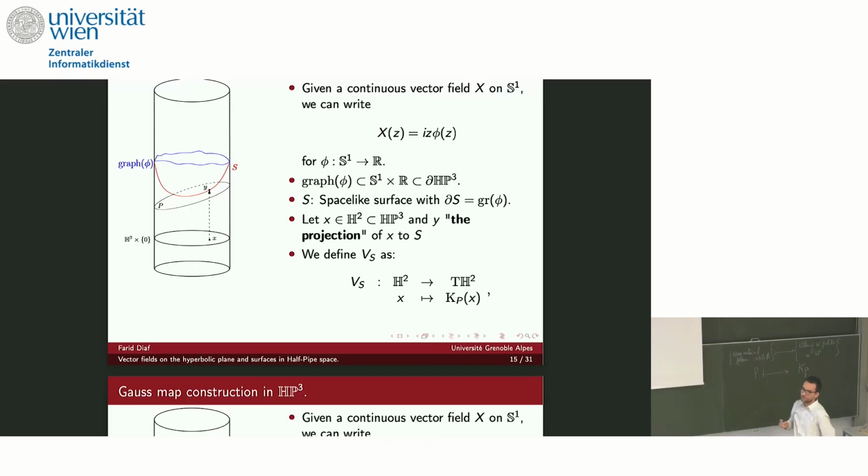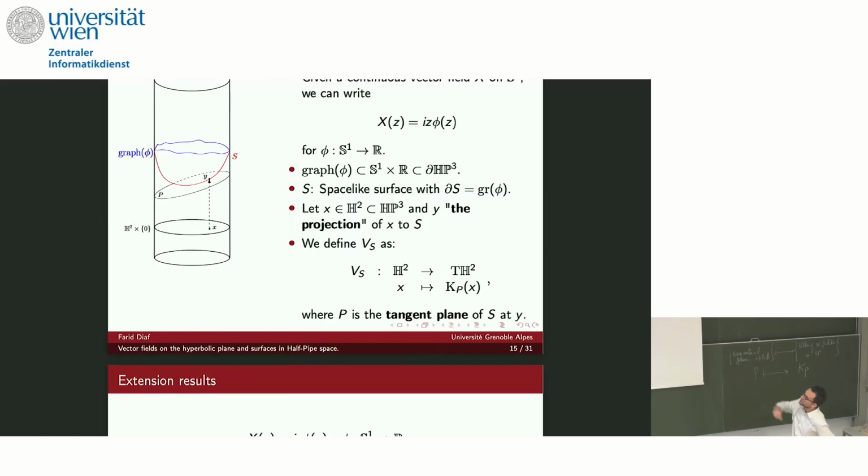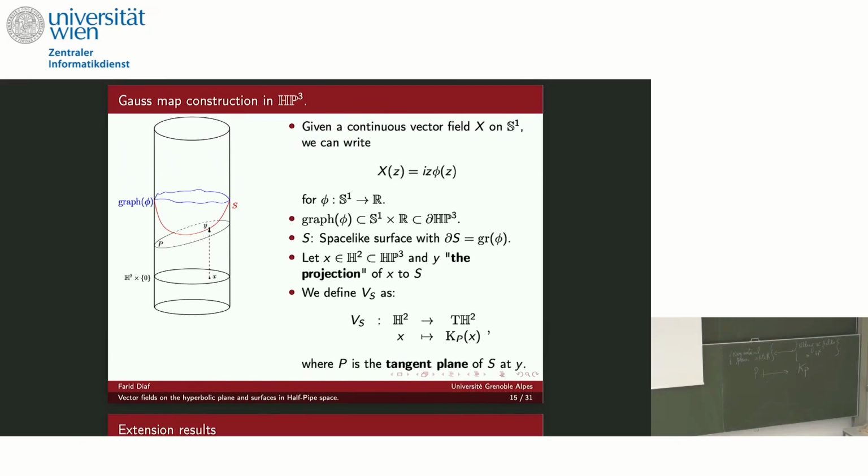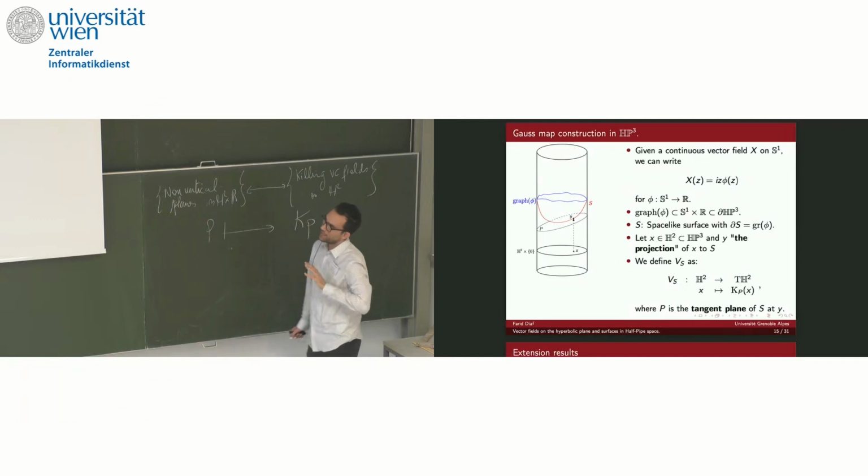I have a point x, I project it to y, I take the tangent plane to this surface at y, and now this plane is non-vertical, right? The tangent plane. And then I have this correspondence: non-vertical planes are in one-to-one correspondence with Killing vector fields. So what is V_S, by definition, is K_P, the evaluation of K_P at the point x. K_P is the Killing vector field associated to P.